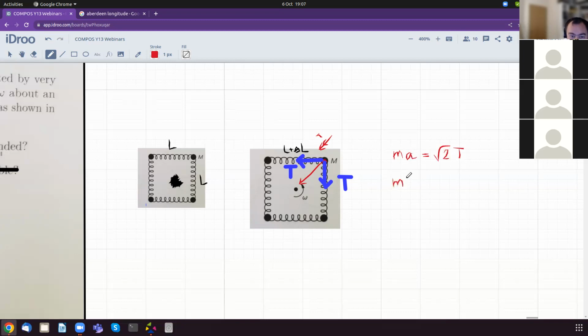No, actually, I'm not going to use m v squared over r. I'm going to use m omega squared r. M omega squared r equals square root of 2 times T. And we know that T, tension, is K times delta L, K times the stretch of the spring. Square root of 2 times K times delta L. Sorry, delta capital L.